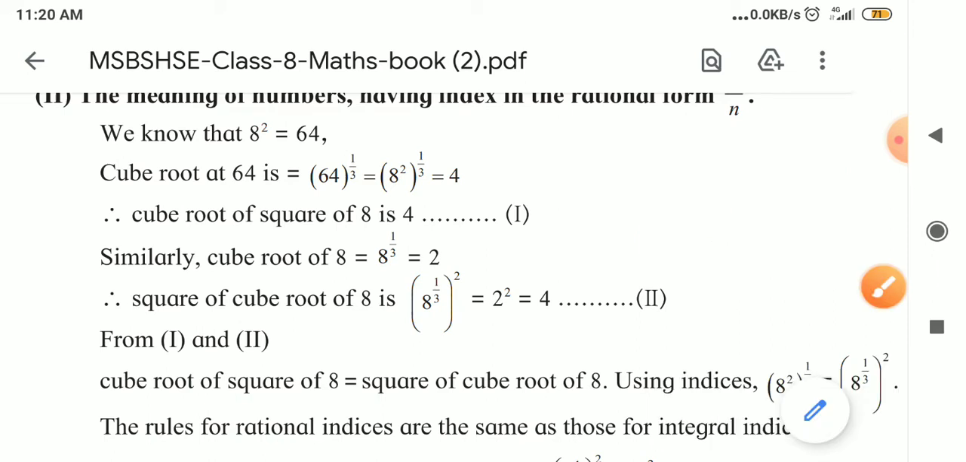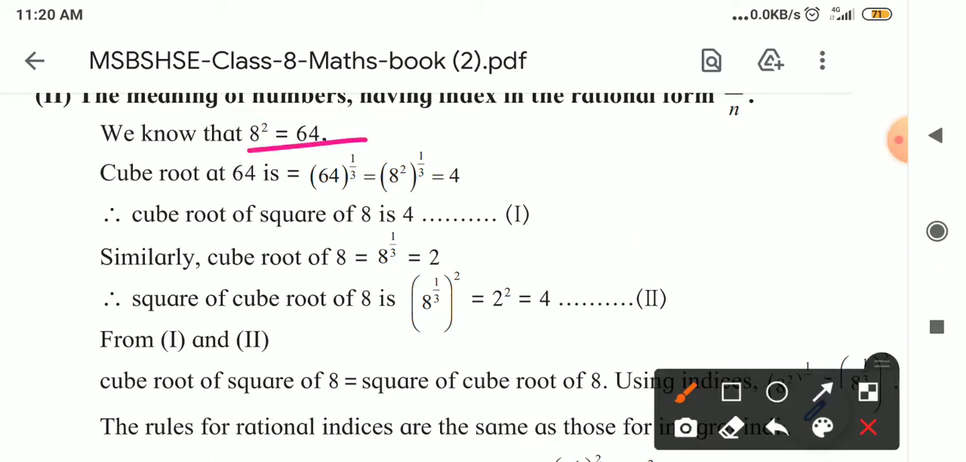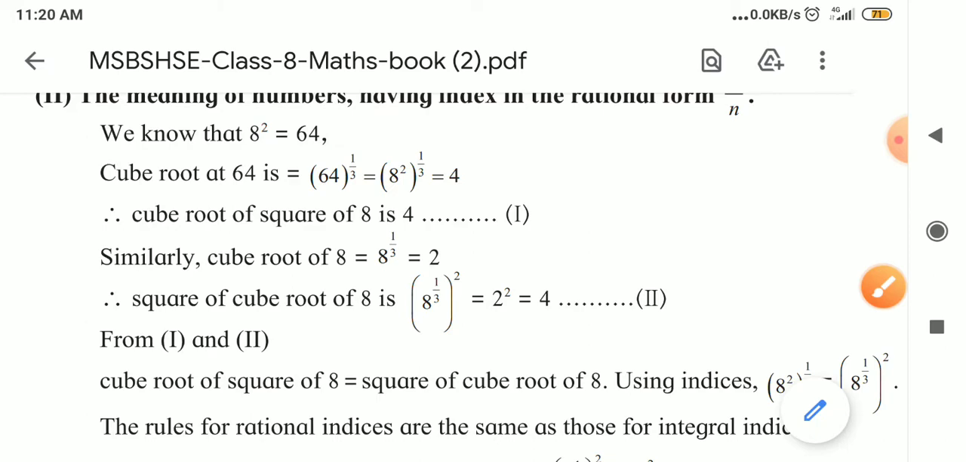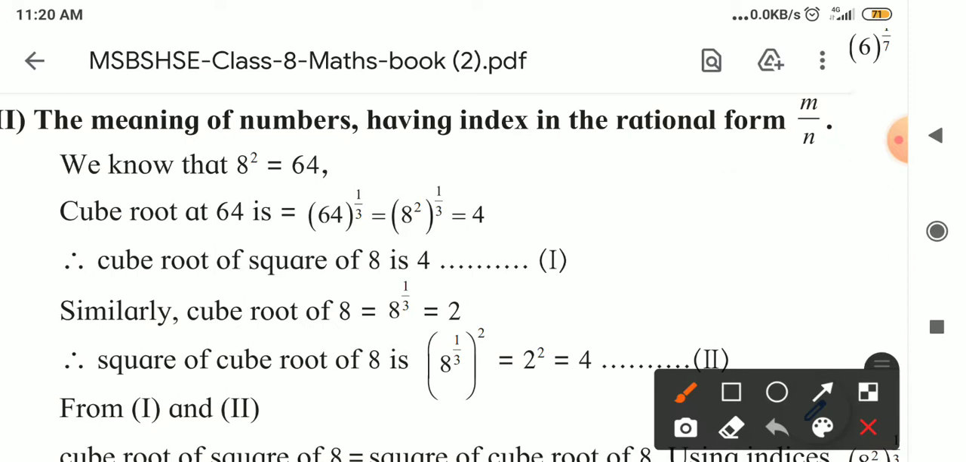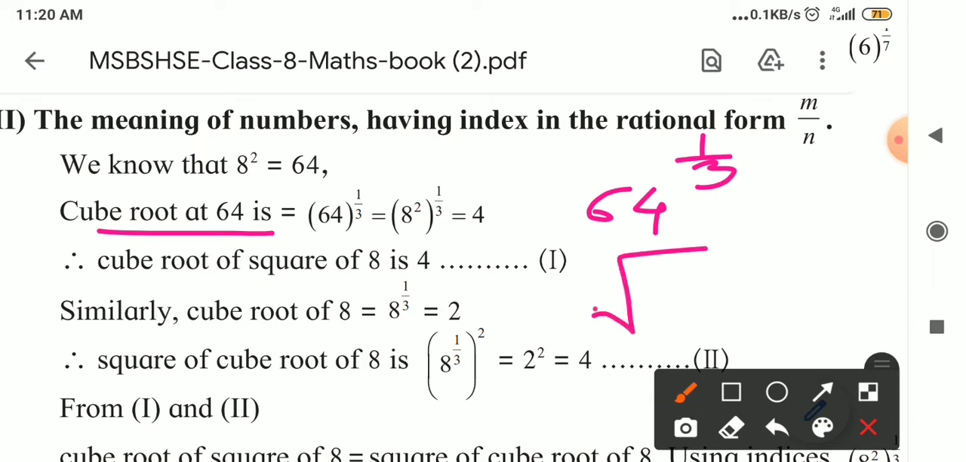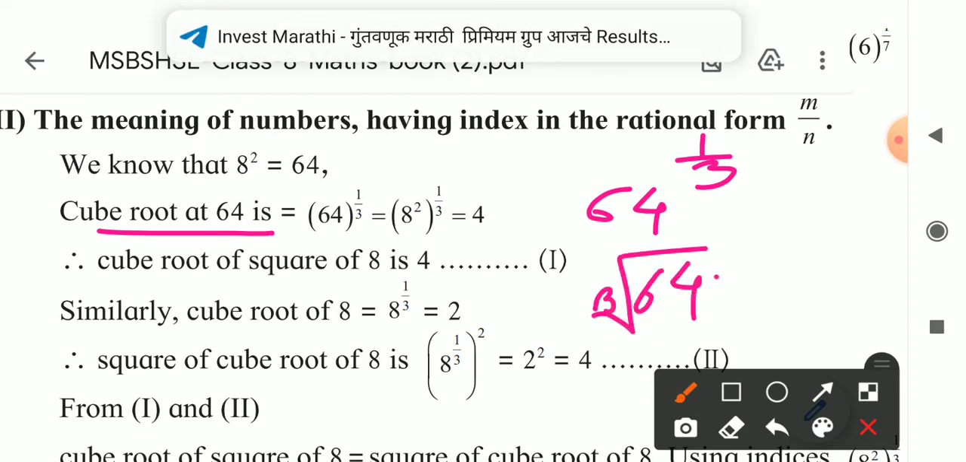We know that 8 square is equal to 64. Yes, all students know 8 square means 8 into 8, 8 eights are 64. And the cube root of 64 is, if you are writing the cube root of 64, how are we writing? 64 and cube root means 1 upon 3. Yesterday we saw this. In this way we write the cube root of 64 as 64 raised to 1 upon 3. Okay, that you studied.